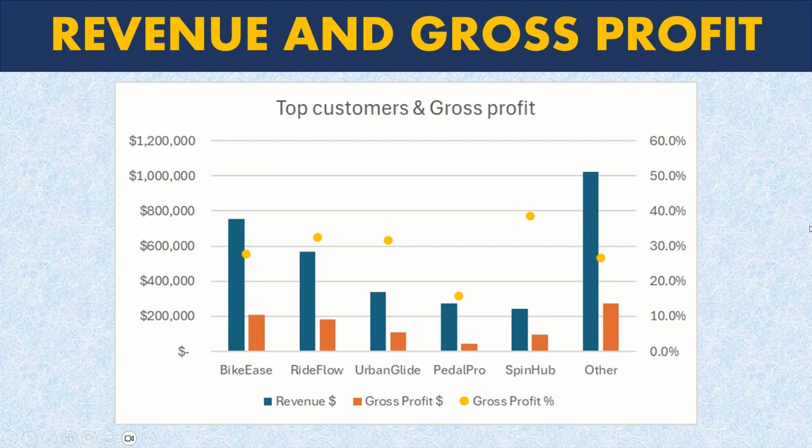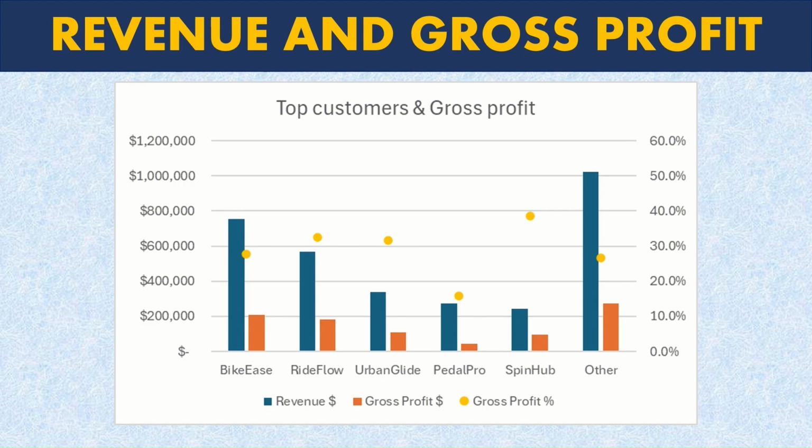You see the top five customers with their revenues in blue, gross profit in orange, and the gross profit margin in yellow. It also shows the relative size of the revenue of all of the other customers and their gross profit and profit margin. I will show you how to create each of these charts and graphs in a moment.